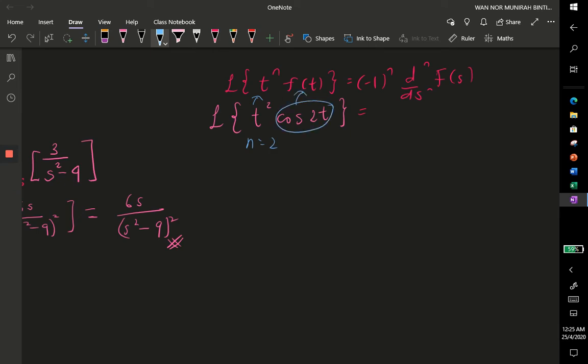Take the Laplace transform of f(t) so that we have s over s square plus 4. Okay, this is your F(s). Then you differentiate your F(s) twice. Negative 1 to the n, negative 1 square, so you have plus sign. So you just differentiate this one 2 times. In examination, you need to show the calculation, but I give you one idea on how to solve for this one.